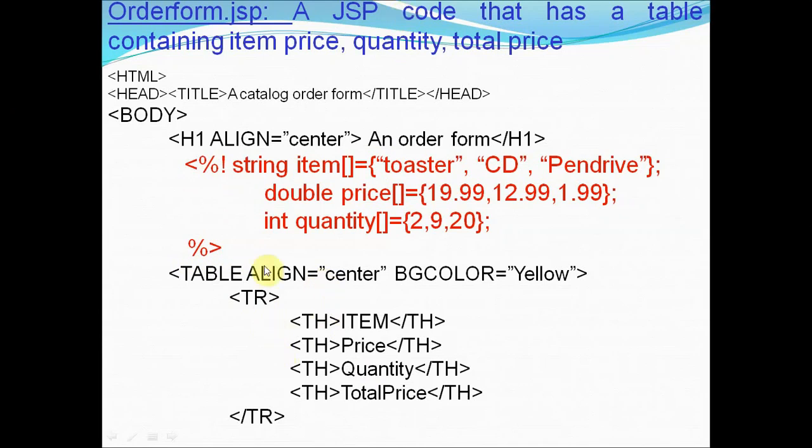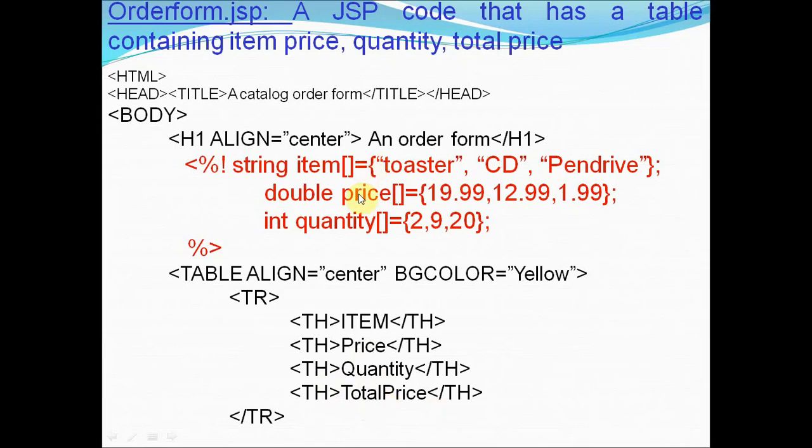Now we'll start the table. Table align center, so the table will be displayed at the center of the page, and its background color will be yellow. And tr, table row, this is the table row statement, and in this statement we are writing the table heading. So we are giving four headings. Actually we have three items, item, price, quantity, and we have taken one more column, that is total price, and this total price is price multiplied by quantity.